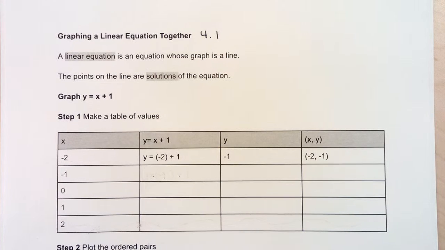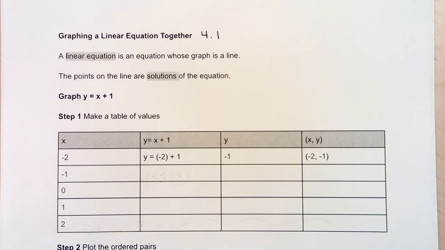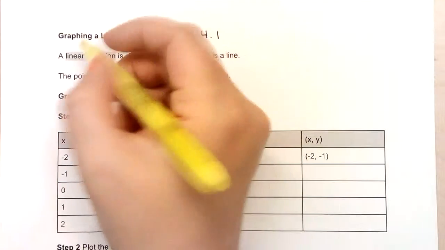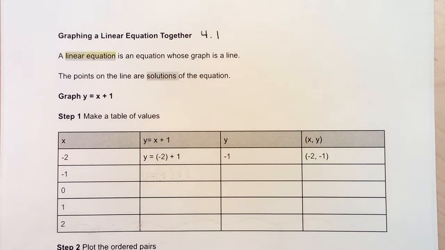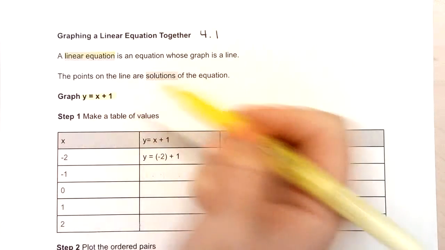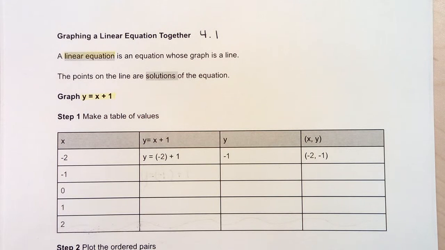Graphing a linear equation. This is from Chapter 4, Section 4.1. We're going to graph a linear equation using a table of values. So first we need to know what a linear equation is. A linear equation is an equation whose graph is a line. It looks like this. Y equals x plus 1 is an example of a linear equation.